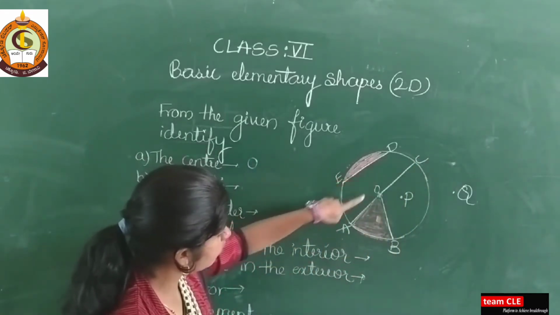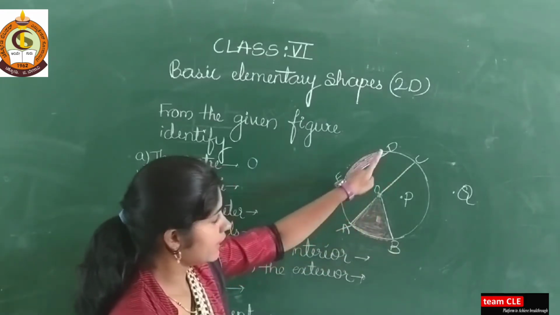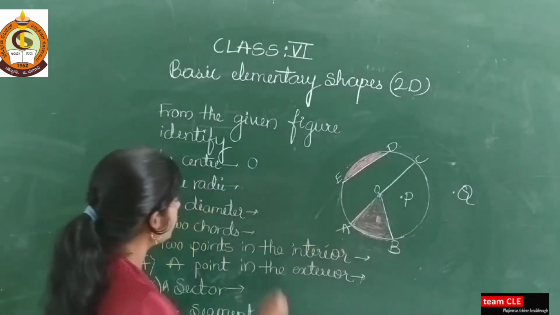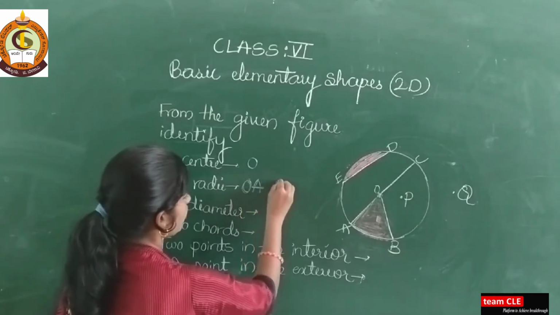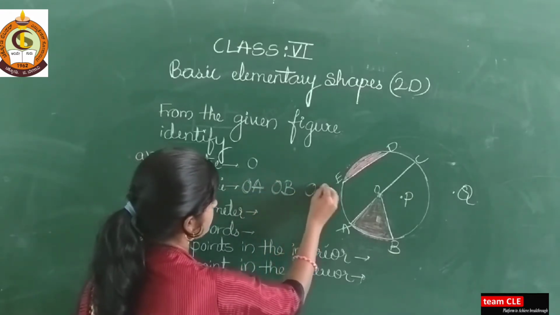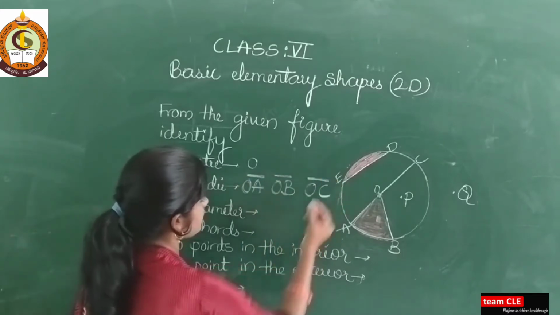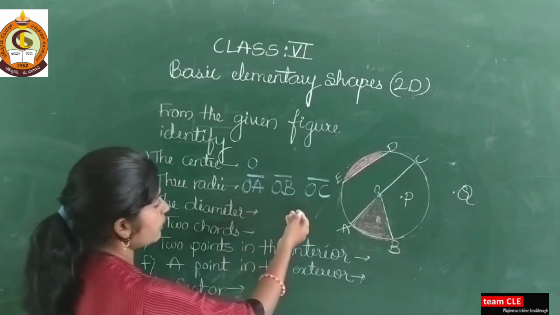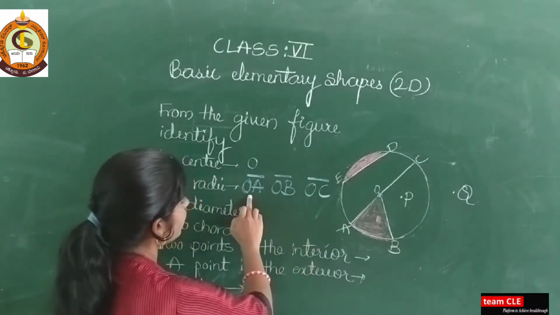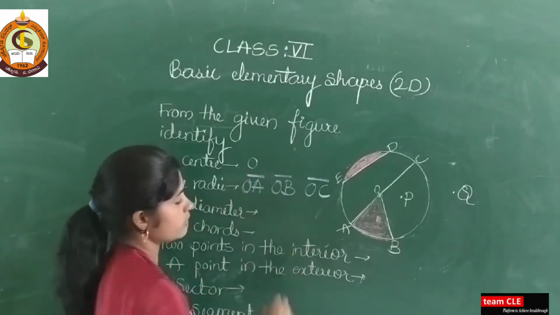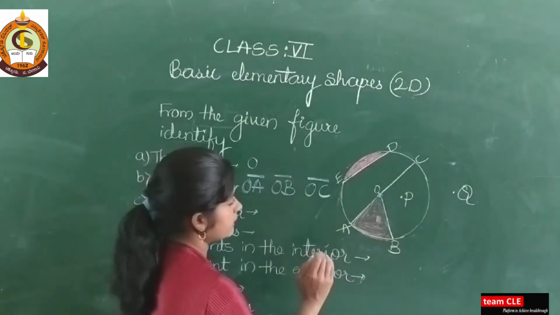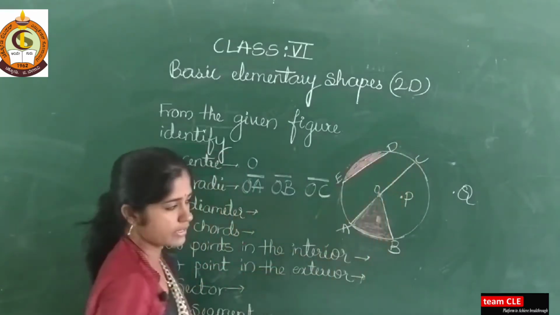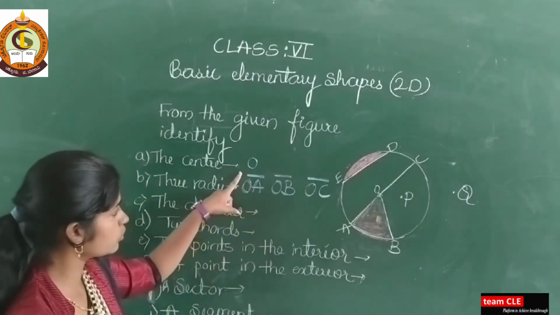So how many radii are there? OA, OB, OC. AD is not a radius, that is a chord. So the 3 radii are OA, OB and OC, and you name it like this. This is the symbol of a line segment. I hope this is visible to you. Radius means a line segment drawn from the center to the boundary of the circle. You have to represent it like this.